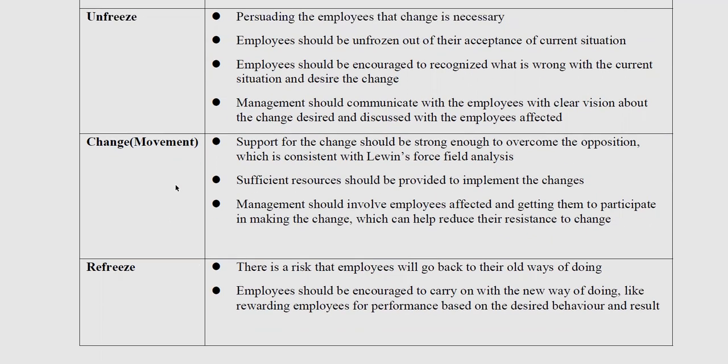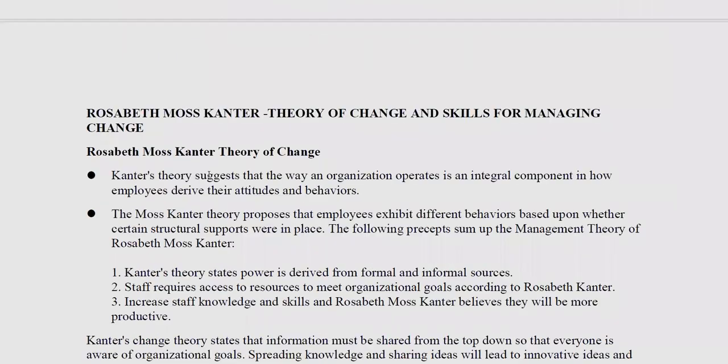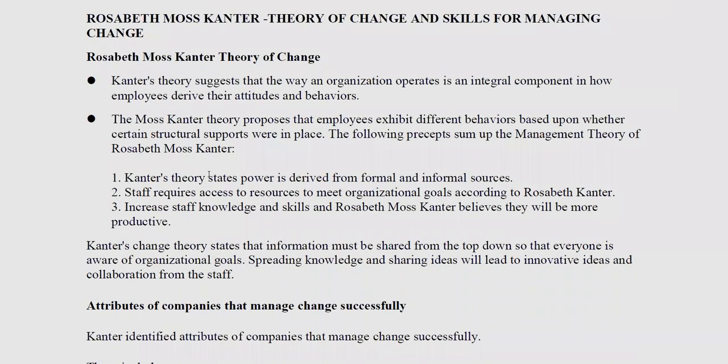Okay, so this is a model. Unfreeze, persuade people about the change, move them away from their existing situation, change, bring them into the new situation, and let them stay, refreeze. Okay, so undo, change, and redo. So let it stay. Okay, so that is the change or prescriptive change model. Then we come to Rosabeth Moss Kanter. So we have the theory of change and skills for managing change.